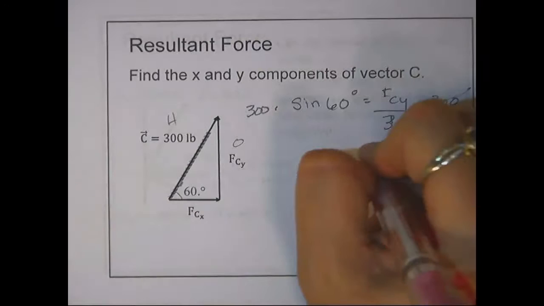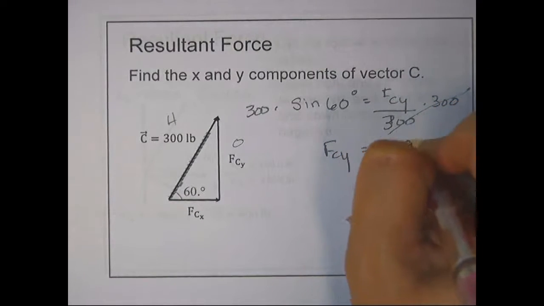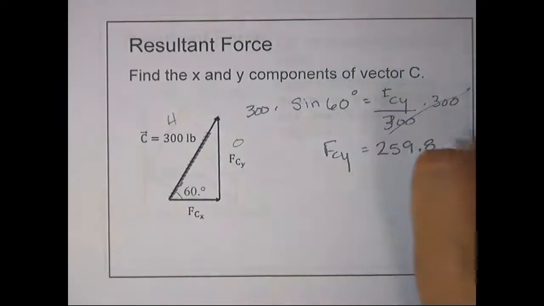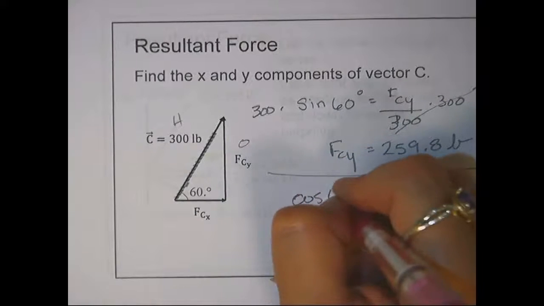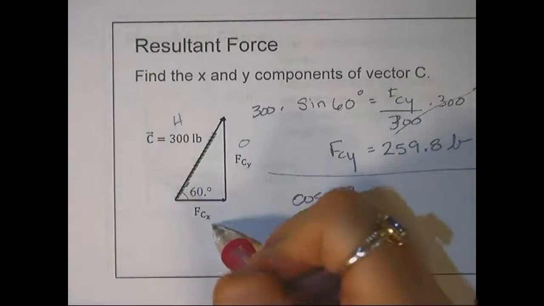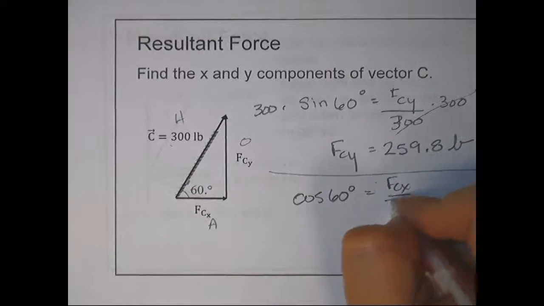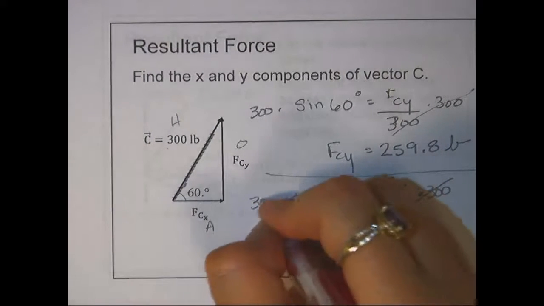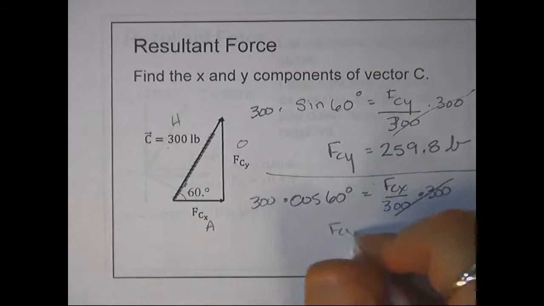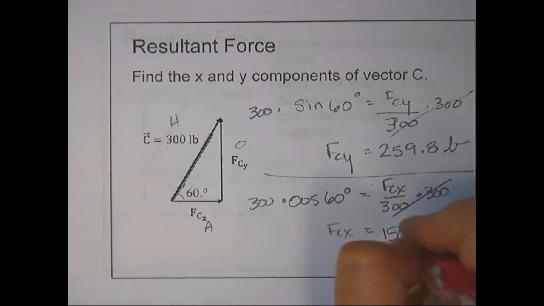And we get FCY is 259.8 pounds, because that's the units we had there. Do the same thing in the y direction. Cosine of this angle is adjacent over hypotenuse. Multiply both sides times the denominator. FCX, plug that in my calculator, and I get 150 pounds.